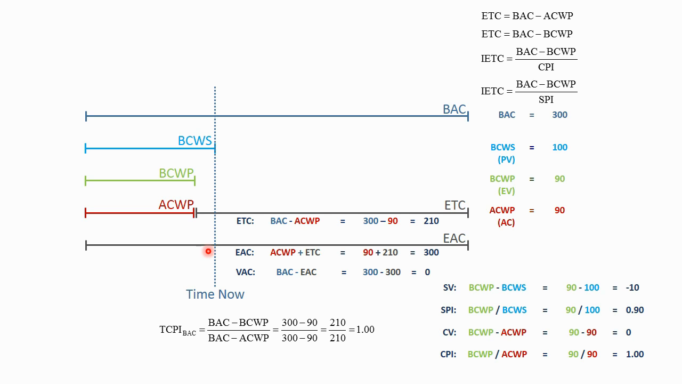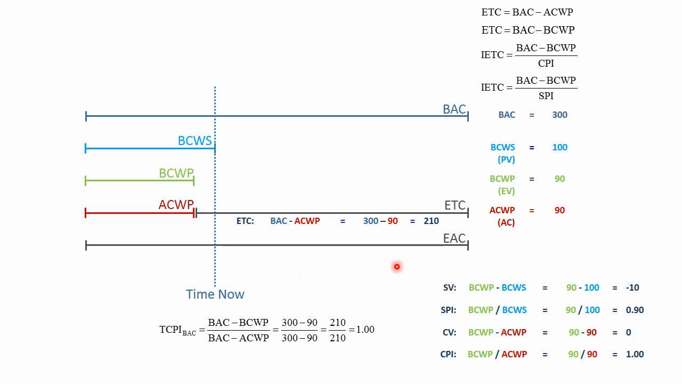And what if we were concerned about that? There's another way to compute ETC. You recall we computed ETC here by taking the performance remaining and dividing by the cost performance index. This computation takes the performance remaining, the budget minus what was performed, that's this area here, and divides by the schedule performance index, which here is 0.9. So let me show you.